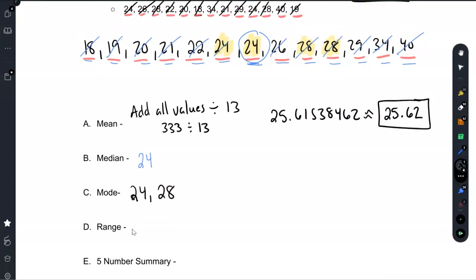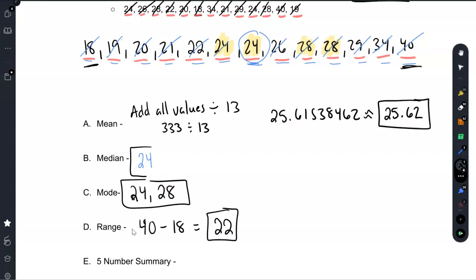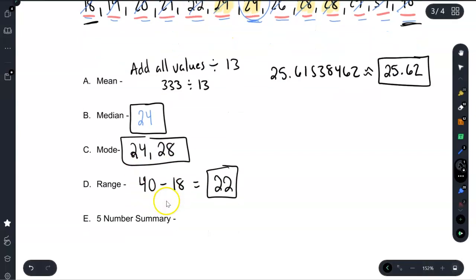The range is always the largest value, which is 40, minus the smallest value, which is 18. So I have 40 minus 18. That's going to give me 22, so my range is 22. And I apologize, my stylus, I think the battery's down on it. It's a little bit shaky.